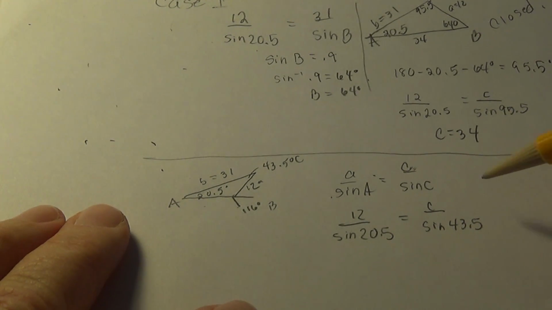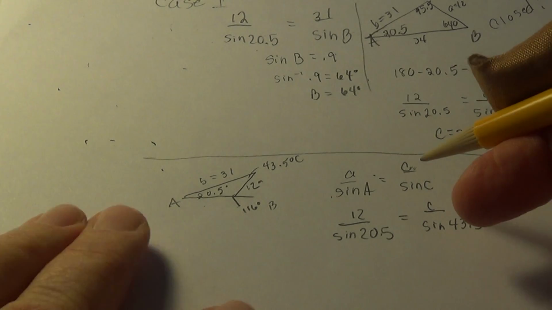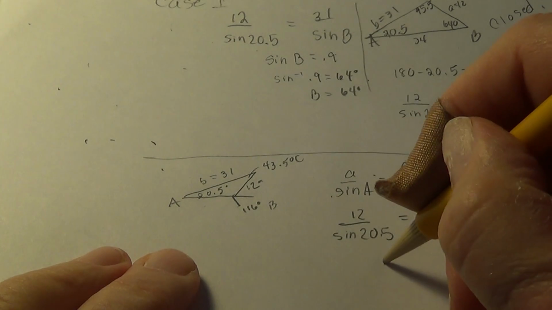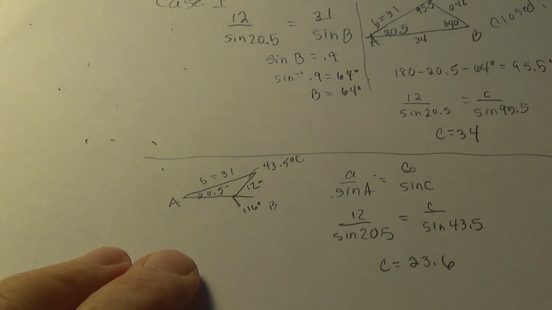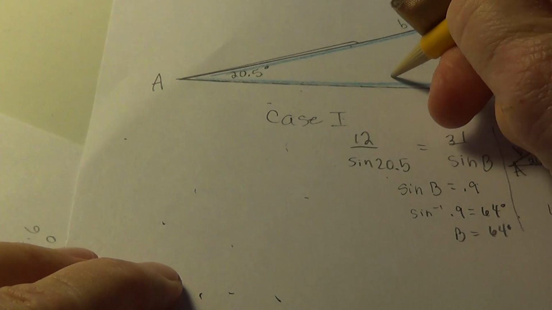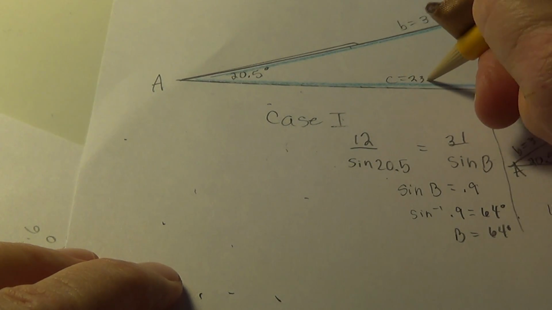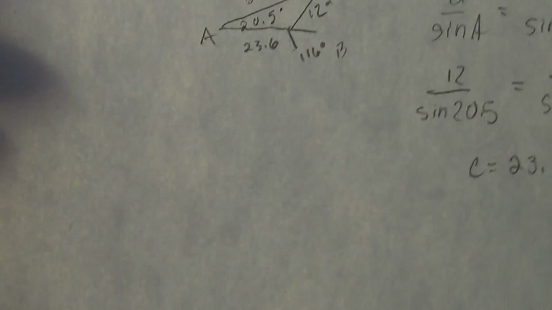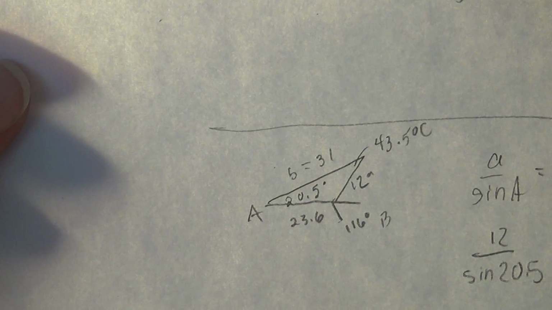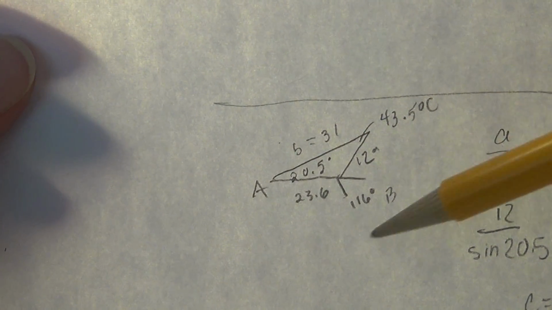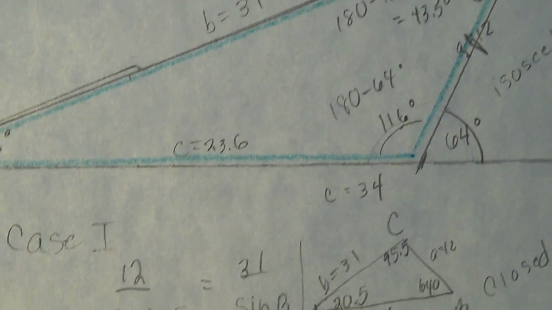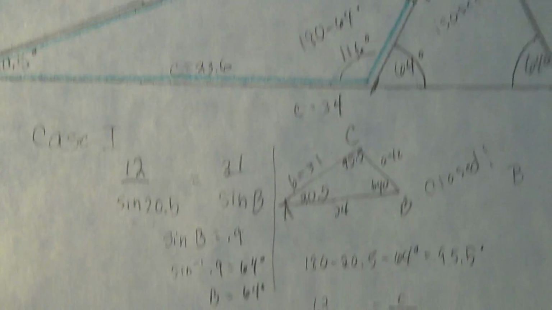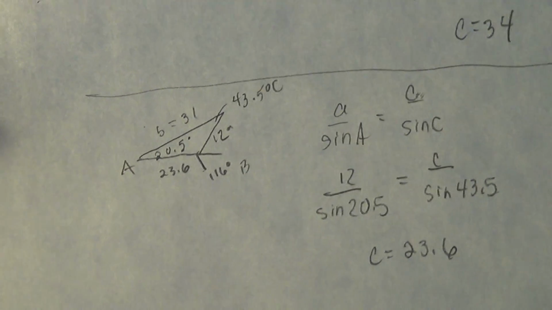And therefore, we can solve that for C. So when I multiplied both sides by this and solved that, I got C equals 23.6, and you will as well. So up here on the blue, C is 23.6. I'll put it on my little one, 23.6. All right, so here are the answers to the second case. And you can see them inside of this triangle as well. Case 1 is closed. Case 2 closed.